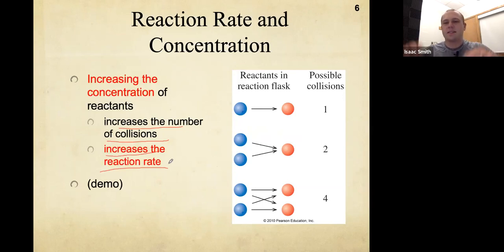Another way to think about it is like if it's really low concentration, the molecules are really far apart from each other. So they're traveling around in solution, and the probability that they will hit each other is a lot lower if there's a lot more space between them. If they're all crammed together, then they're going to be running into each other a lot more often, and the reaction will be happening faster. So increasing the concentration increases the reaction rate.